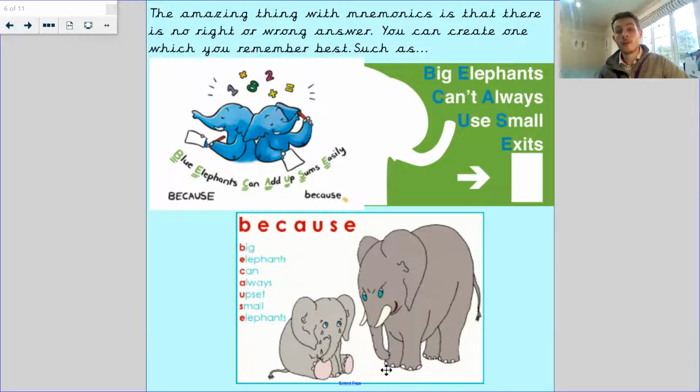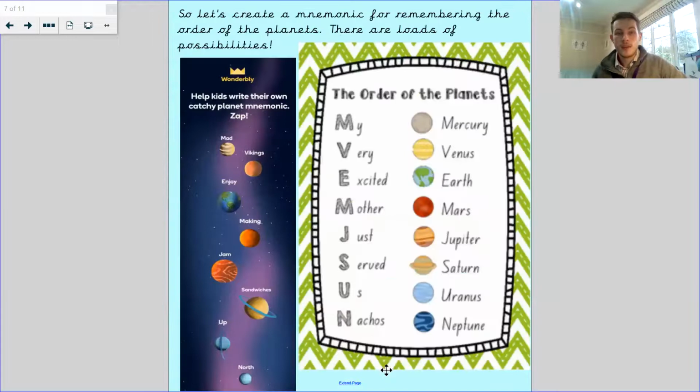So we're going to do one for the planets. Now, let's create a mnemonic remembering the order of the planets. Now, there are loads of possibilities. One that I've got here says, Mad Vikings enjoy making jam sandwiches up north. How funny.